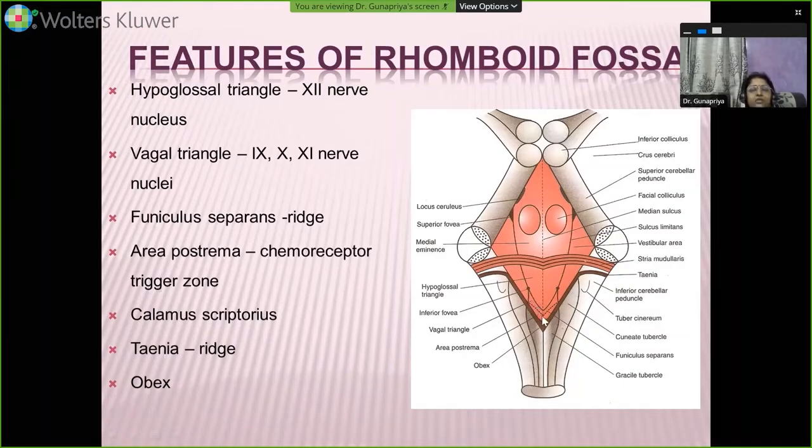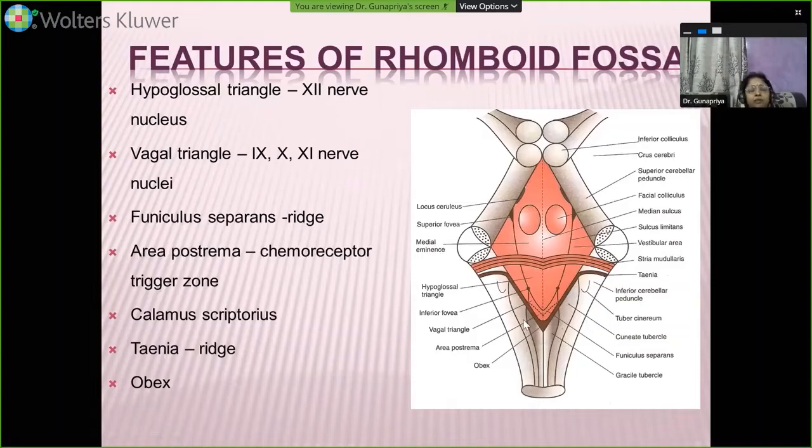Below the vagal triangle, there is a whitish ridge, this dotted line, known as funiculus separatus. All these are features, one by one. You just need to know one line about each, as I have mentioned here in the slide. That is more than sufficient. If you get fourth ventricle as a long question or as an essay in your theory paper, it's a cakewalk for you. So just below the vagal triangle, you have a small whitish ridge known as funiculus separatus. And below the funiculus separatus, there is still another area marked there. That is known as area postrema. It is an area which has very highly vascular neuroglial tissue.